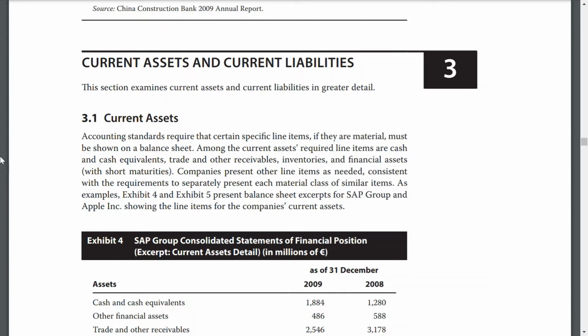As examples, Exhibit 4 and Exhibit 5 present balance sheet excerpts for SAP Group and Apple Incorporated, showing the line items of the companies' current assets.